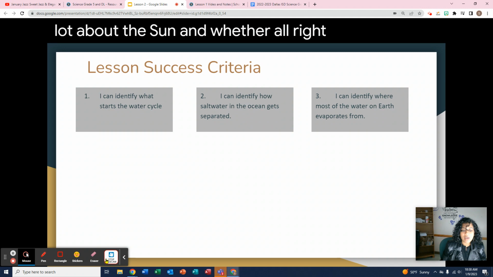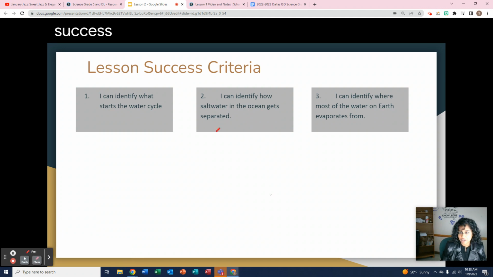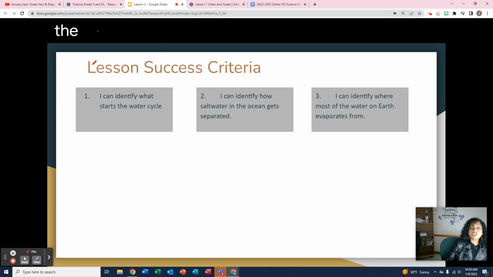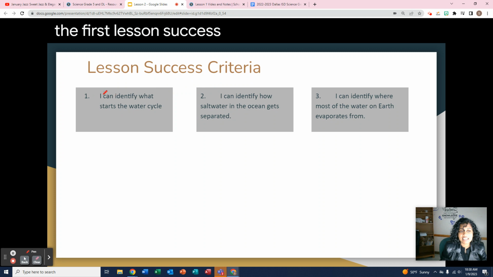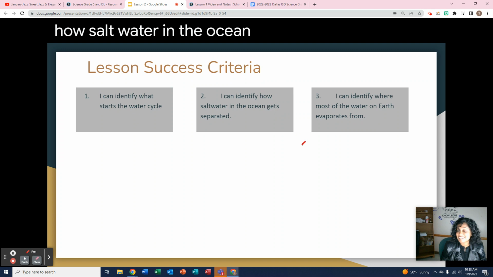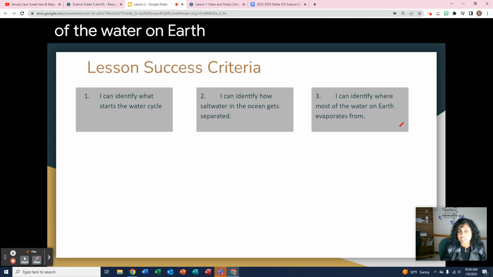All right, before we dive into our lesson, let's go over our lesson success criteria. We have three for this lesson. The first success criterion is that I can identify what starts the water cycle. The second is I can identify how salt water in the ocean gets separated. And finally, the third is I can identify where most of the water on Earth evaporates from.